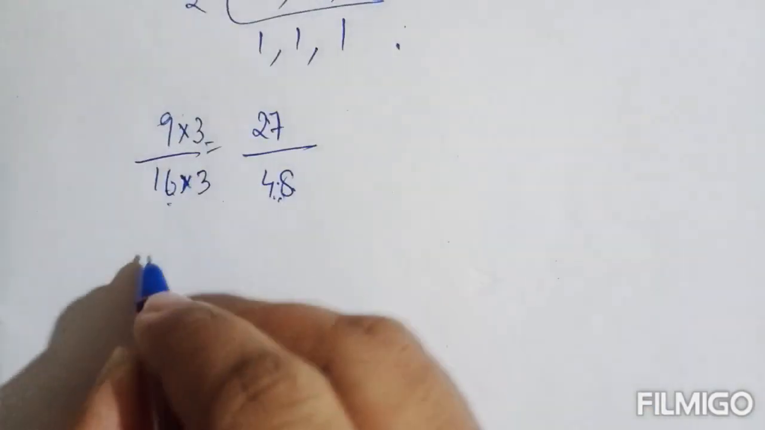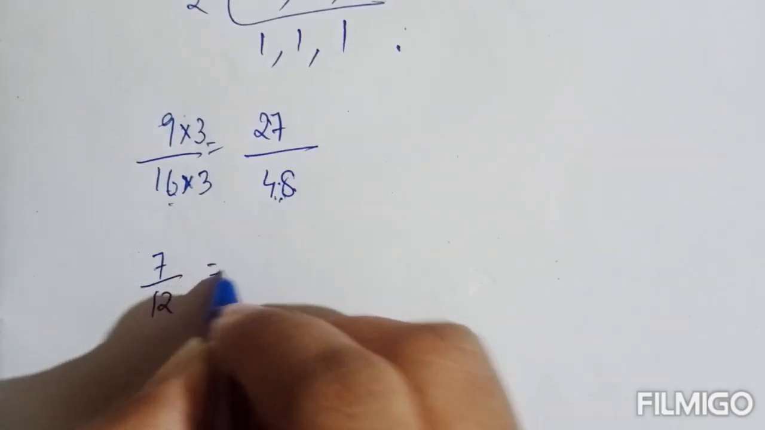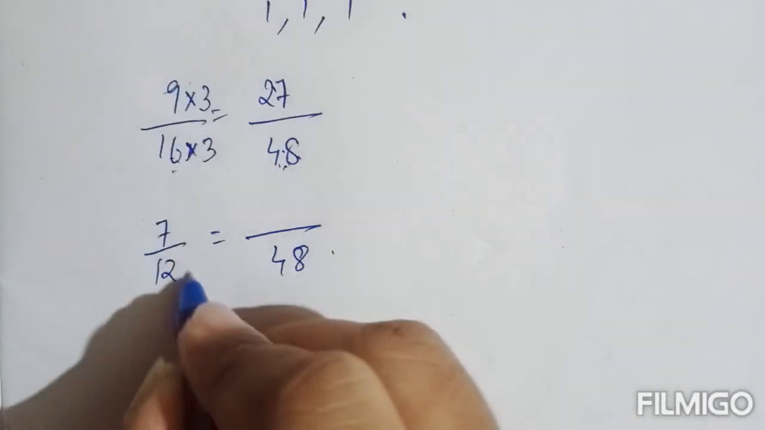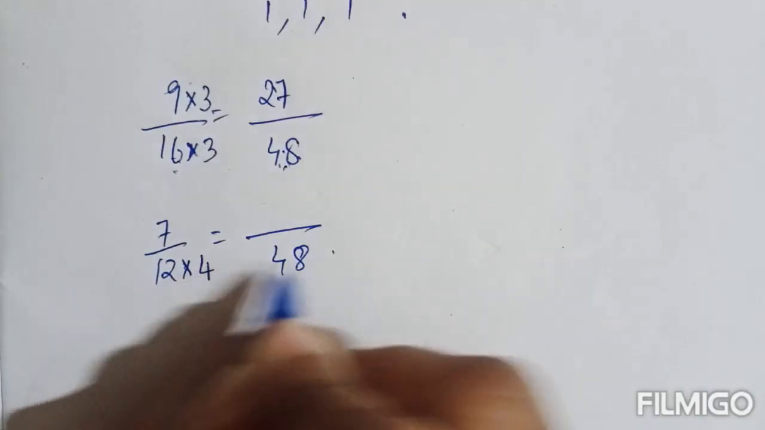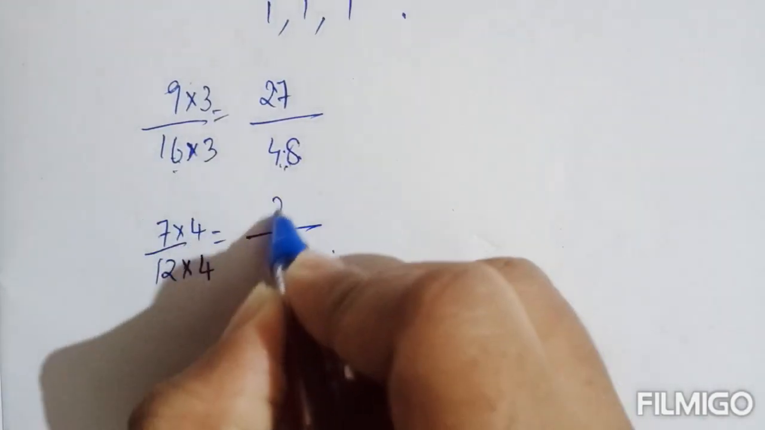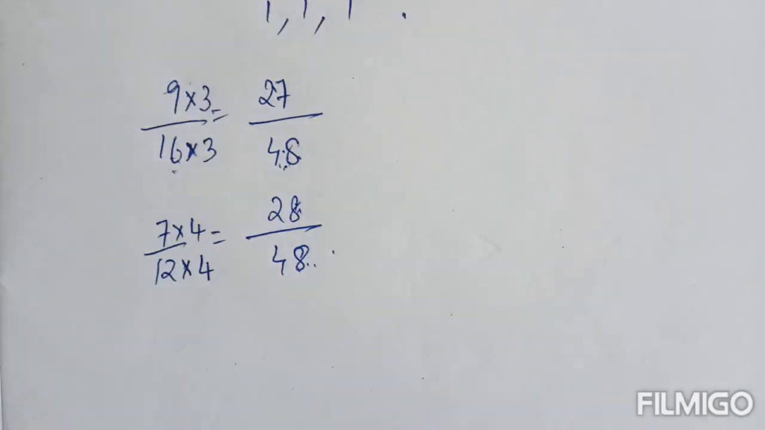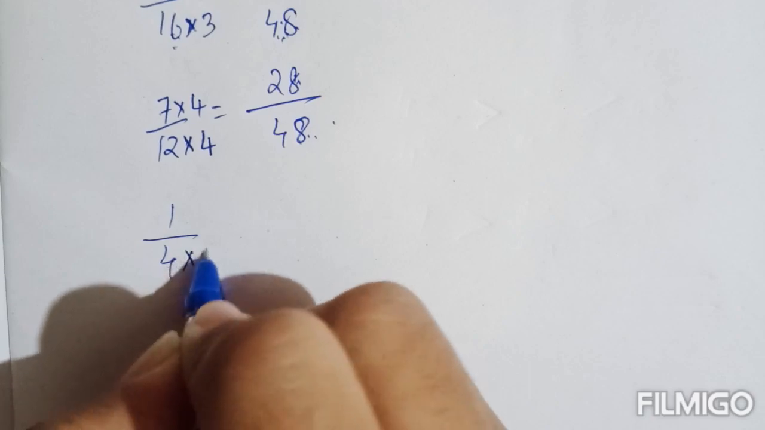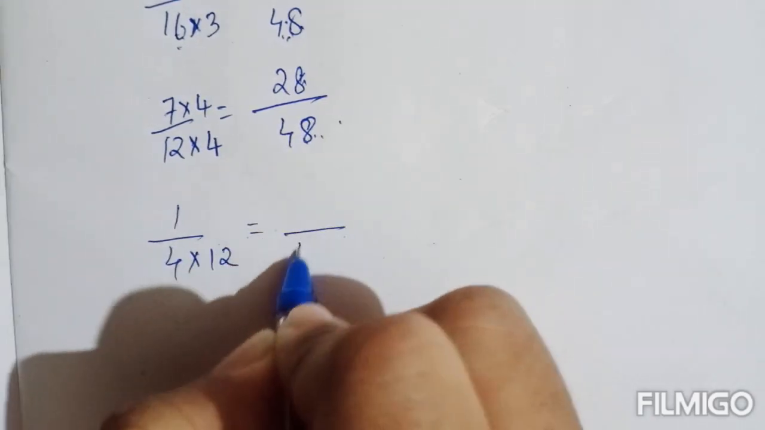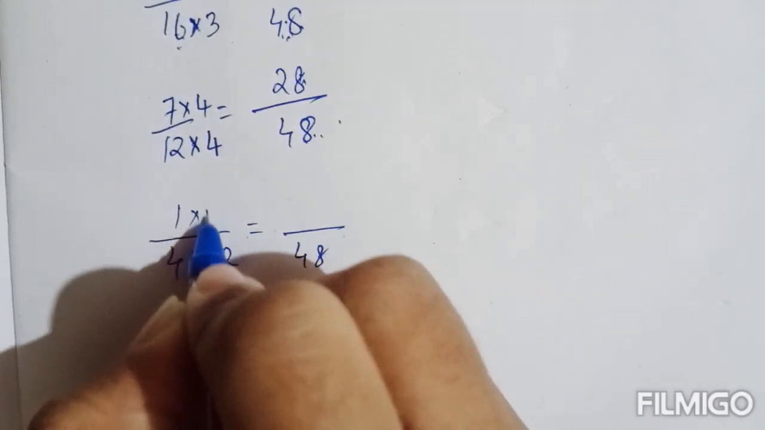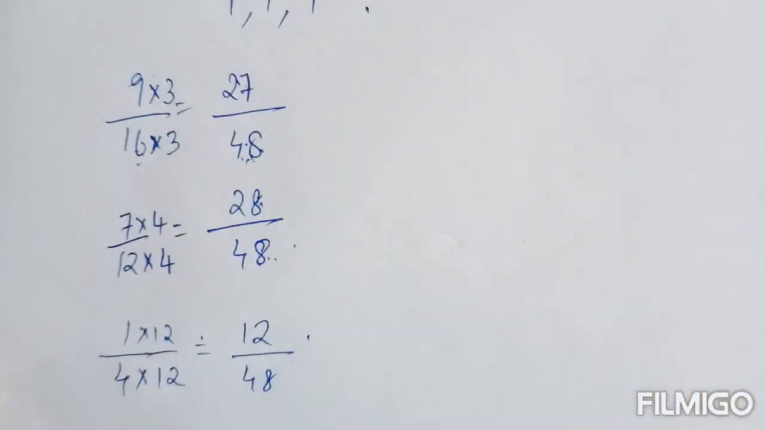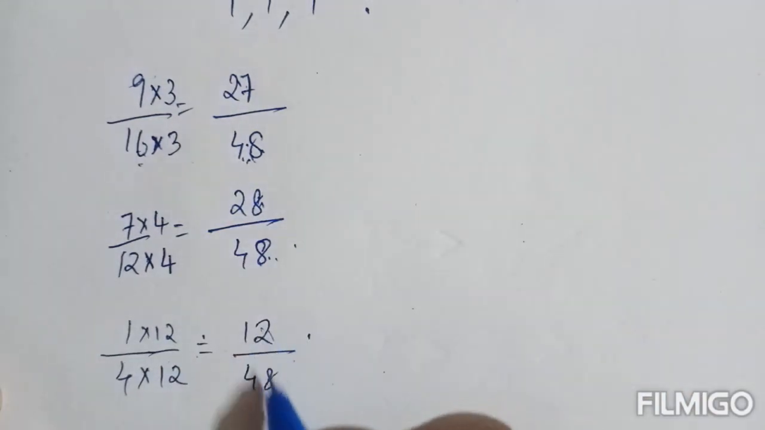Second fraction 7 by 12. Make the denominator equal to 48. 12 into 4, 48. So 7 into 4, 28 by 48. Third fraction 1 by 4. 4 into 12, you will get 48. So 1 into 12, that is 12. We got 27 by 48, 28 by 48, 12 by 48.